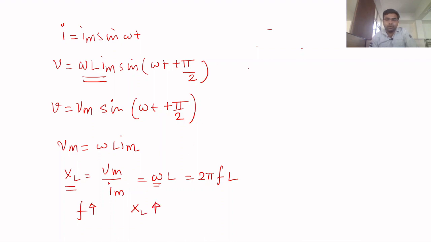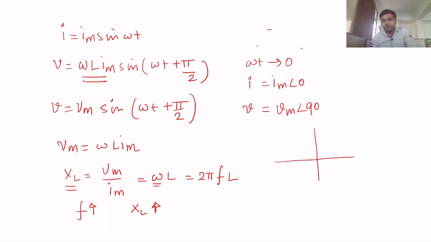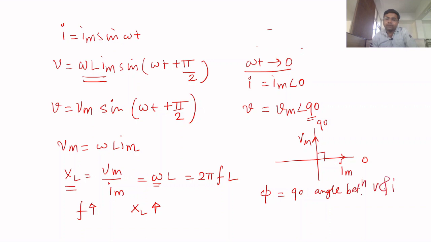Okay. And in order to draw its phasor diagram, when ωt is equal to 0, the current will have 0 degree, whereas the voltage will have this Vm at 90 degree. So in the phasor graph, 0 is there, 90 is there. So at ωt equal to 0, my Im would be here and the voltage would be here. So in short, this current is lagging the voltage by an angle of 90 degrees. Now this gives me information about φ, which is the angle between voltage and current.